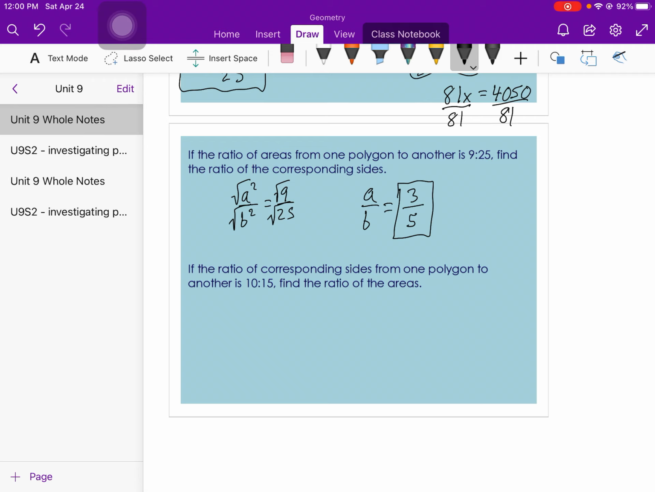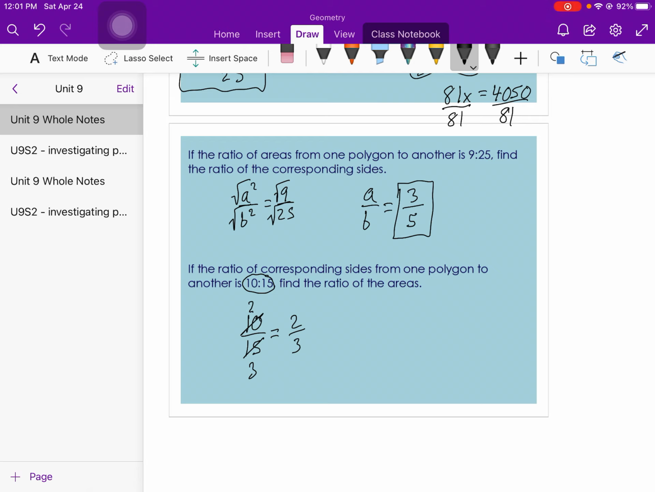The next one: if the ratio of corresponding sides from one polygon to another is 10 to 15, find the ratio of the areas. So this time, the problem here is 10 to 15. If we write that as a fraction, we can reduce that, and that's what we want to do because we want the simplified ratio. So 10, we can take a 5 out of that, be left with 2. Take a 5 out of 15, be left with 3. So the ratio of perimeters and side lengths is 2 to 3.